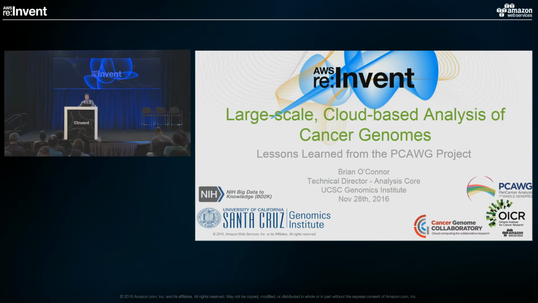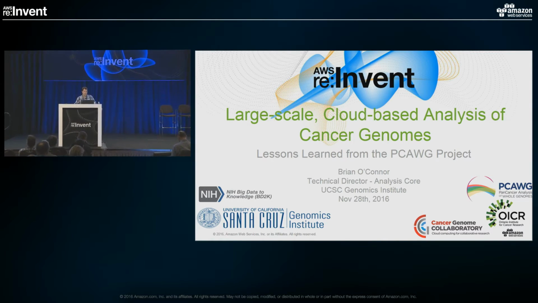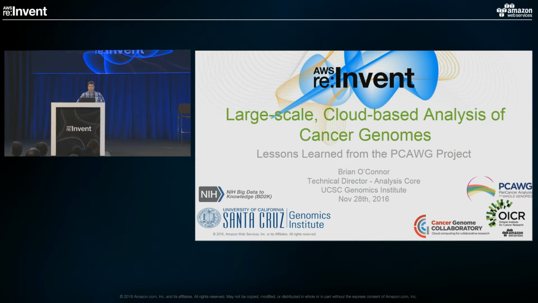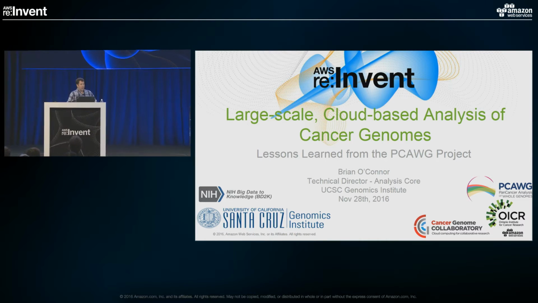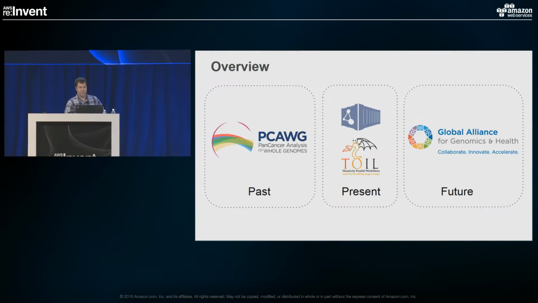My name is Brian O'Connor. I'm the Technical Director of the Analysis Core at the UCSC Genomics Institute. And today I'm going to tell you about our large-scale cloud-based analysis of cancer genomes. In particular, I'm going to tell you about the lessons that we learned from the PCAWG project.